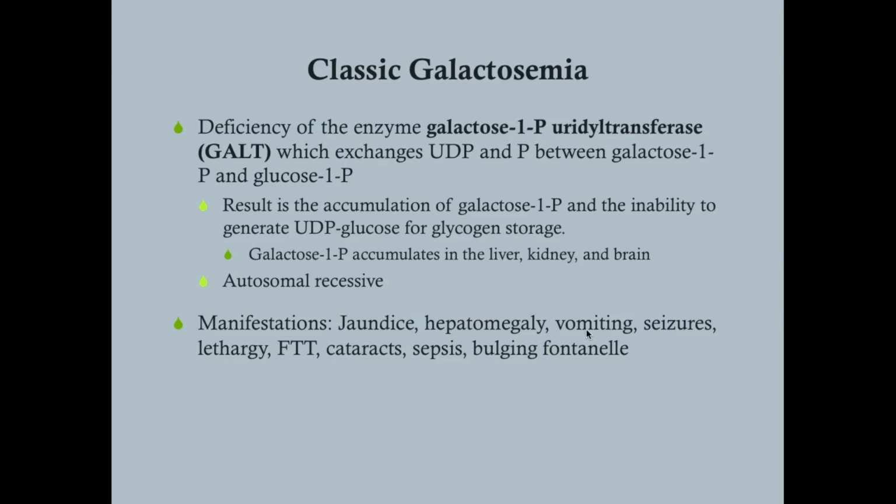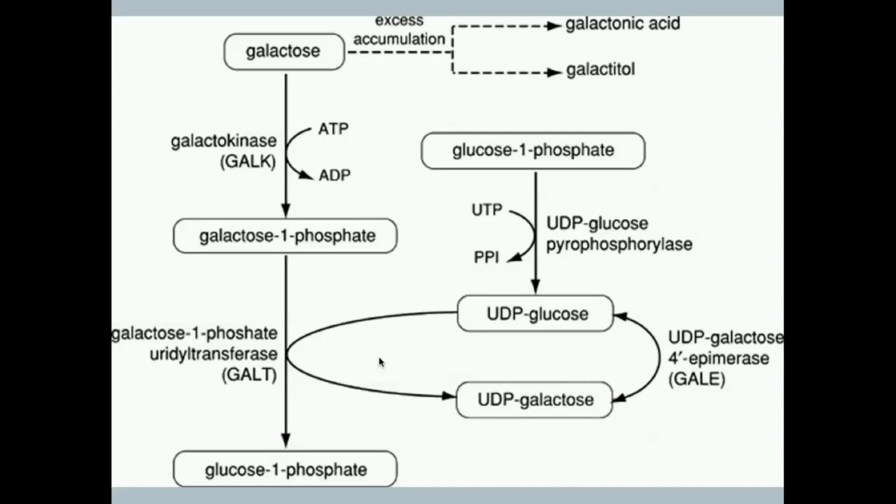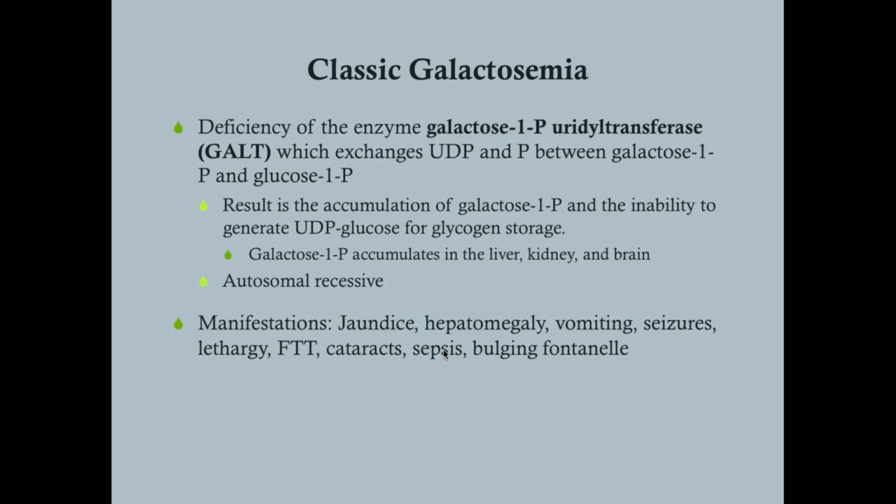So you have hypoglycemia, which can cause vomiting, seizures, and lethargy. It can also cause failure to thrive. They can get cataracts because all of that galactose is going to be built up in the blood. And then for some reason, they're susceptible to sepsis. We don't know why, but it's particularly sepsis from E. coli. No idea why, so you'll just have to remember that.